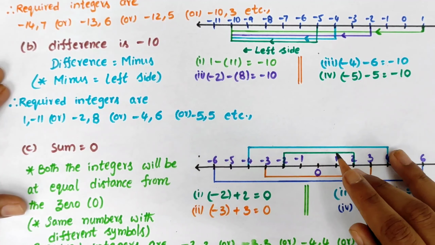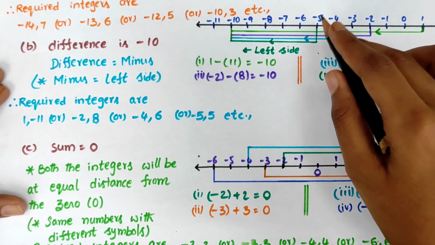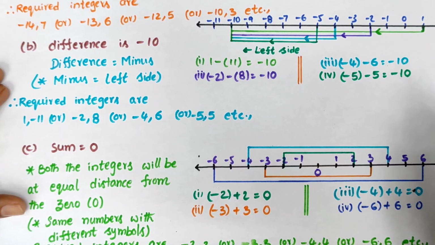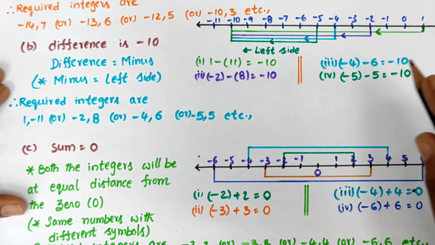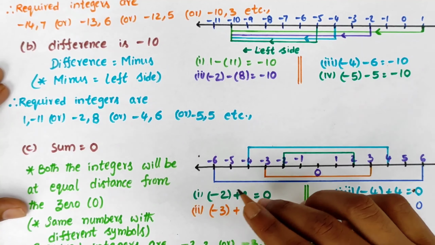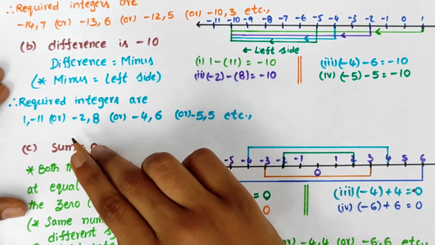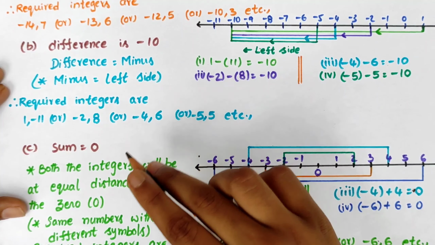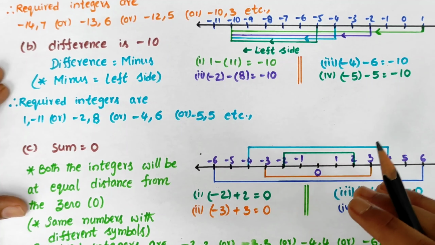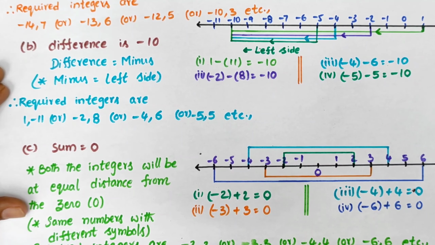Now, let us see the fourth pair. Our next example is minus 5. So minus 5, minus 6, minus 7, minus 8, minus 9, minus 10. So minus 5 minus 5 is equal to minus 10. So the required pairs are 1 and minus 11, or minus 2 and 8, or minus 4 and 6, or minus 5 and 5. So we can write so many pairs like this. So this is the answer of first problem, B bit.